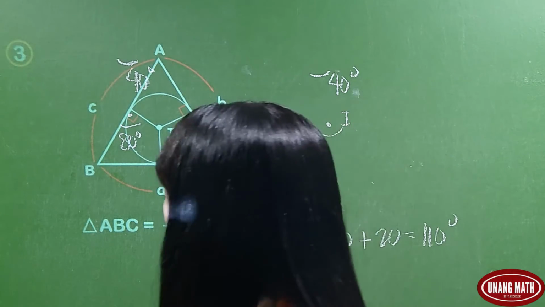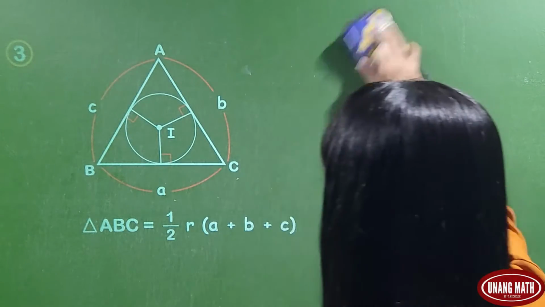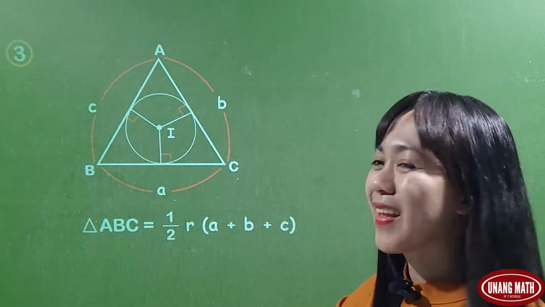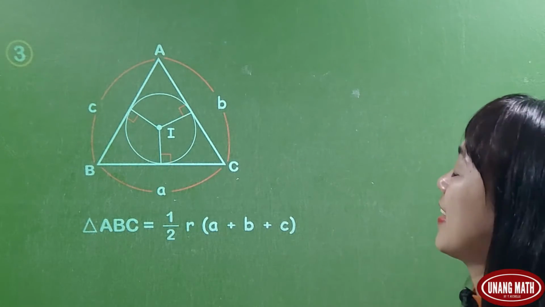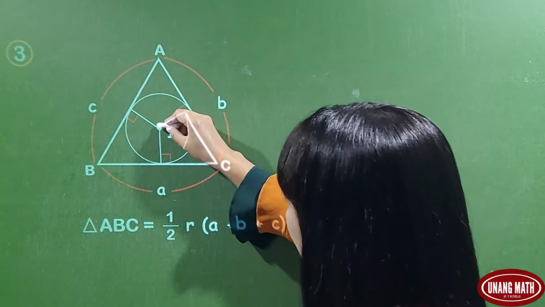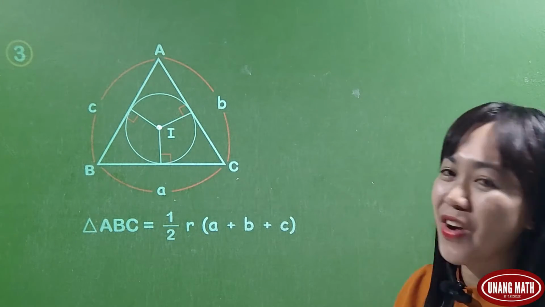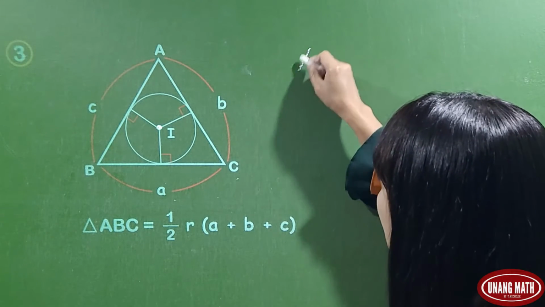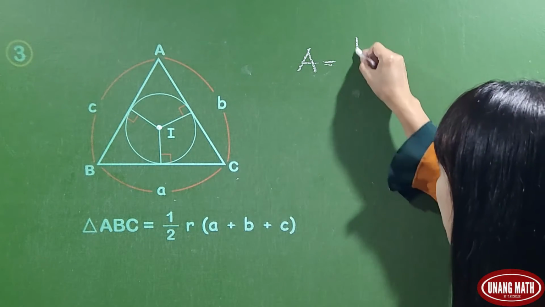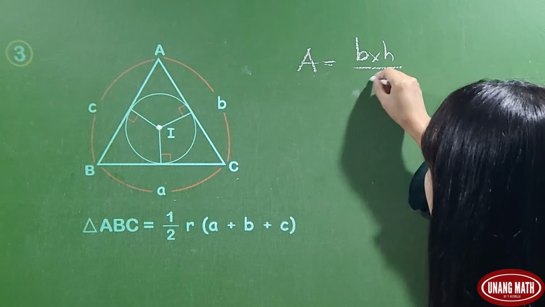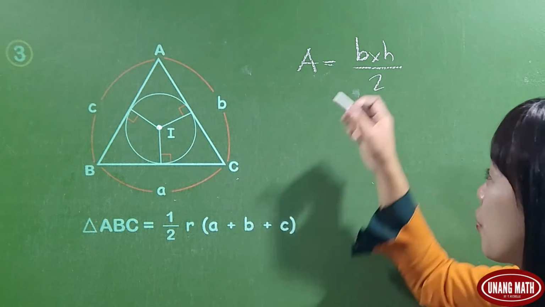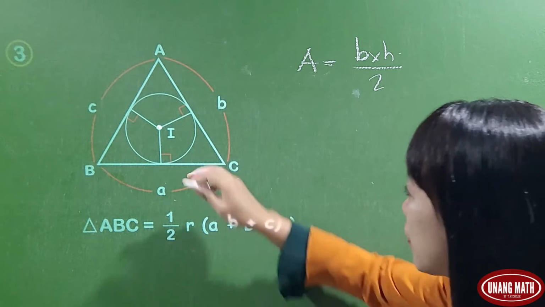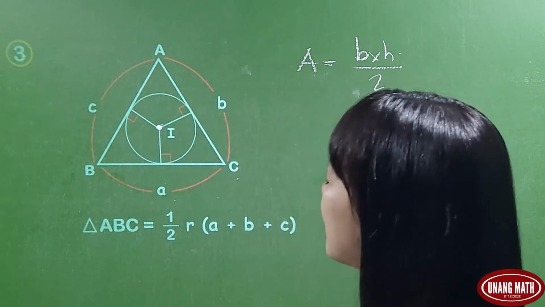Okay, and for the last concept, we can actually find the area of a triangle even if the base and height are not exactly given, using the incenter of the triangle. We know that in finding the area of a triangle, we have base times height divided by 2. What if we don't know the base and the height of this triangle? Here, it's given that this is the incenter.